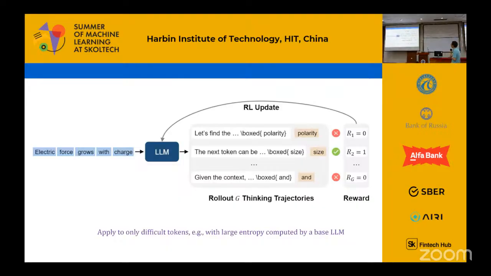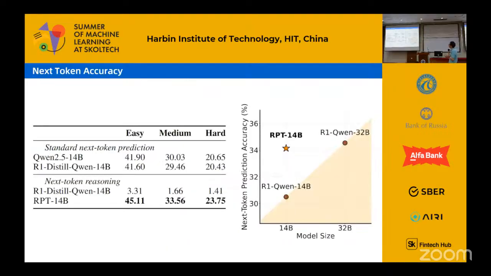This is called reinforcement pre-training, and based on this we can do something like fine-tuning, but it's in pre-training because this uses unlabeled data to fine-tune the base model. You can see that compared with the base models, especially for very challenging or difficult tokens, the accuracy improves significantly. But for easy ones, the base models can already perform very well, so there may not be great improvement.